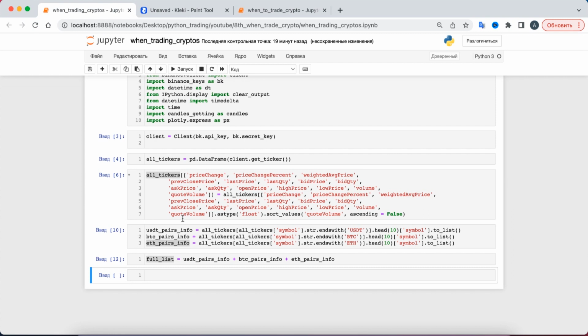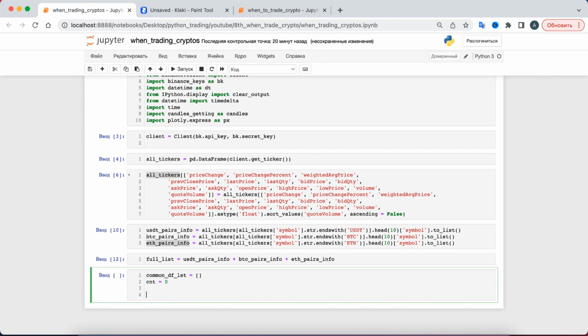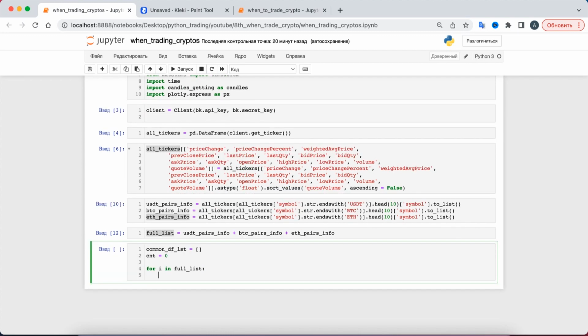Okay, the next step is more complicated, but don't be afraid. We already have a full list with the needed assets, and we create an empty list and a counter. Step by step we call an asset from the full list, to have more data about the assets to calculate volatility, as I mentioned in the beginning of the video.